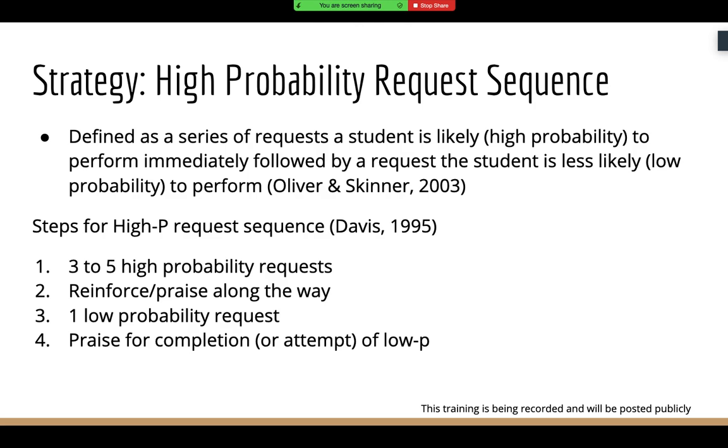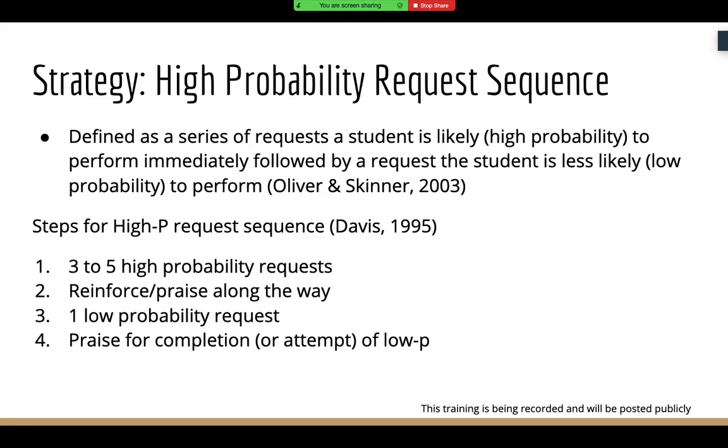Tiffany, I was wondering, your low probability request, is that one something that they can still do on their own? Yes and no. So the low probability request could be something that you're trying to get them to attempt. I think the easiest way to demonstrate that is talking actually about an academic thing.